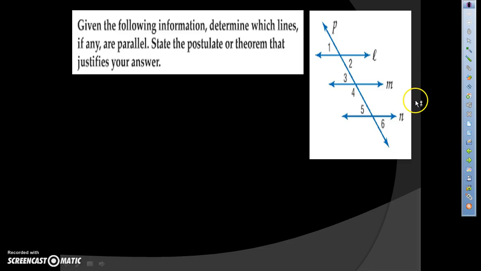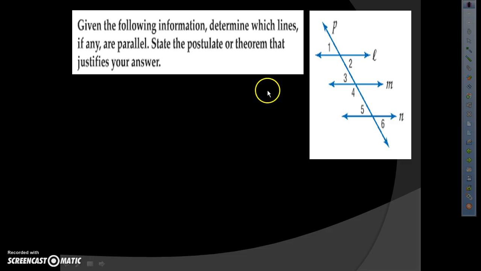Okay, so we're going to right now just kind of work on the thought process. This isn't going to be a formal 2-column proof, but we are going to prove lines parallel and state the postulate or the theorem that we're using to make our claim. Again, not in a 2-column format right now. We're just working on the thought process of what's going on here.